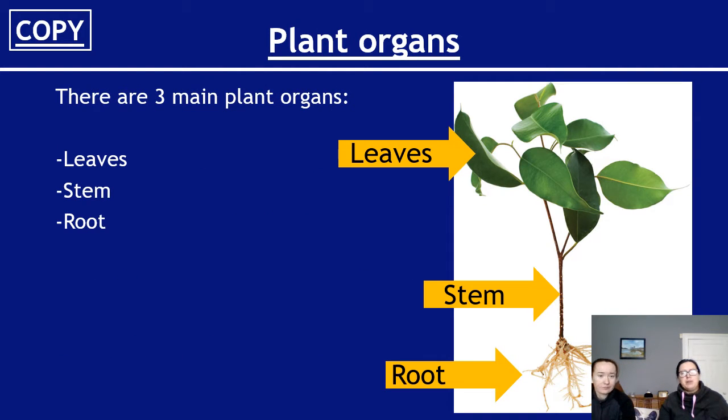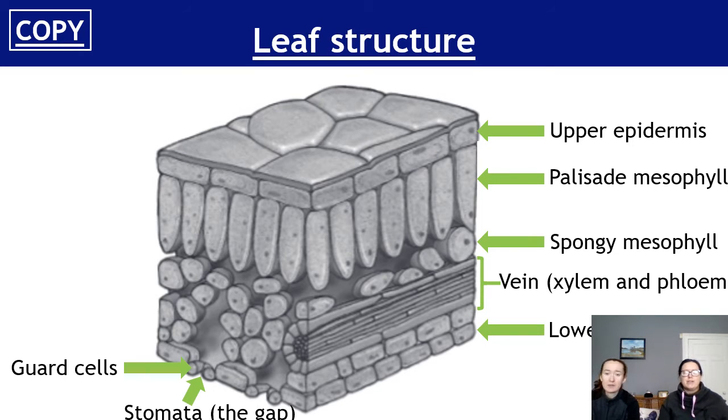Okay, now the plant organs that you need to know, there are three of them: leaves, stem and root. These are the three plant organs. Remember, an organ is a bunch of tissues working together, and a tissue is a bunch of cells working together for the same function.